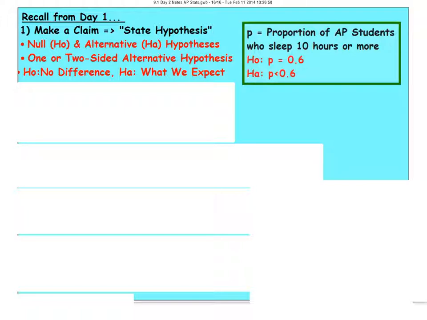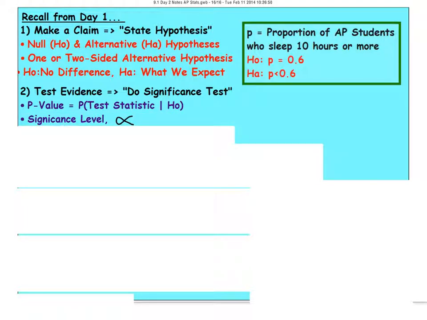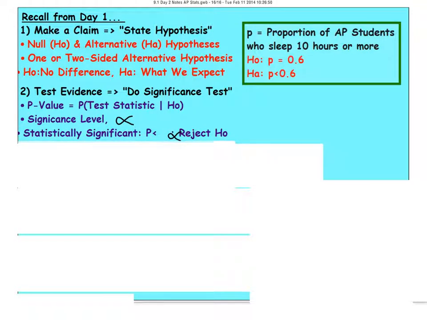So what do you do next? Well, now you test your evidence. You actually do the significance test. We have to get the p-value. By definition, the p-value is the probability of getting the test statistic results given that H sub O is true. What is the probability of that? Well, once we have that probability, we compare it to the significance level, which is alpha. And remember, if you're statistically significant, it means your p-value is less than alpha. And when that's the case, you reject H sub O.